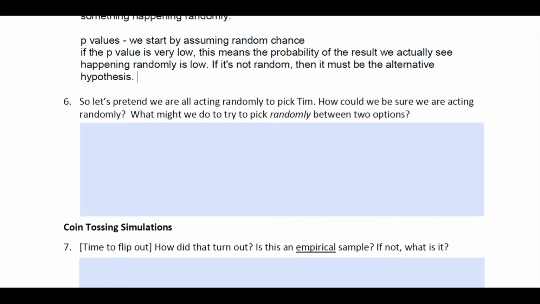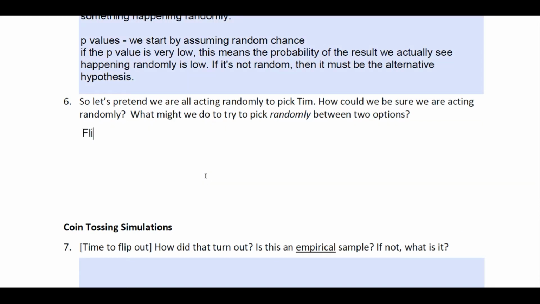How could we be sure that we're acting randomly? Because as humans, we're actually really, really bad at doing things randomly because our brains are designed to look for patterns and make patterns. That's how the human brain operates. So if you ask someone to do something randomly, it's actually really hard to do that. So what's a way that people often use to choose randomly between two options, right? If you're trying to decide this or that, what is something that people often do to make sure they're doing it randomly and it's not being influenced?